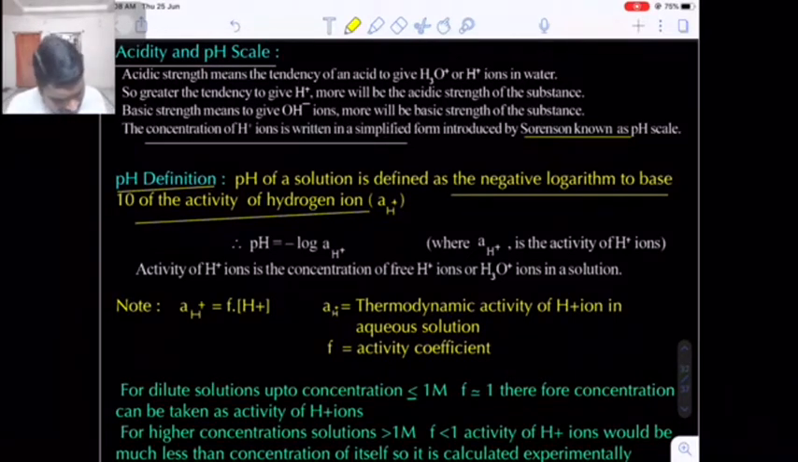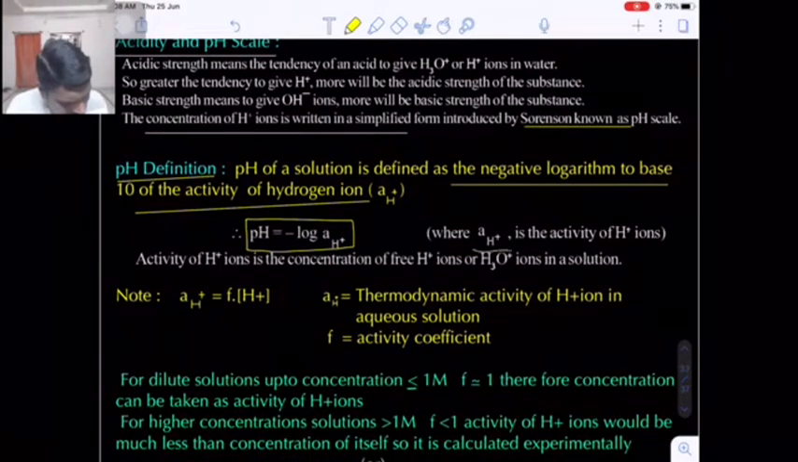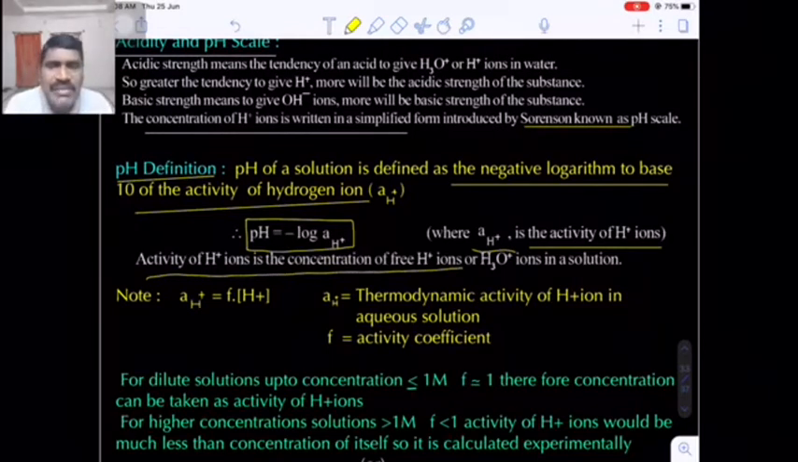Now the pH is equal to minus log of the activity of H plus ion concentration, the negative logarithm to the base 10 of the activity of hydrogen ion. Now here, what is a_H+? That is called the activity of hydrogen ions, and the activity of hydrogen ions is nothing but the concentration of H plus ions or H3O plus ions in the solution. The condition required is a very dilute solution.